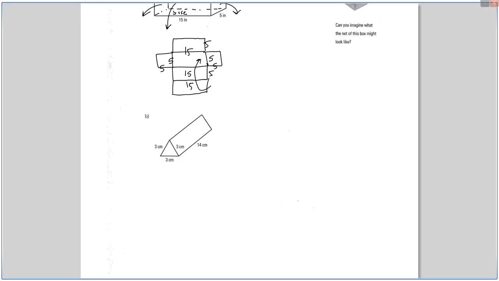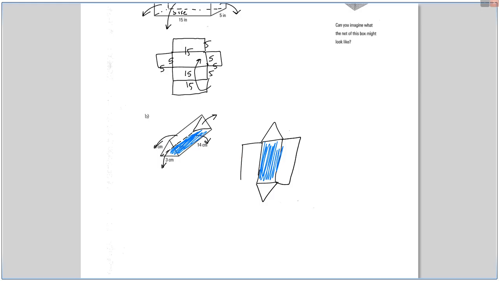So here we go with the triangular prism. I would just imagine this folding down, this folding down, this folding to the side, this folding to the side. So I would probably start with the rectangle, which is not necessarily the base. Let me just color that in. I would start with this. Okay, so there's my rectangle. Fold a triangle down there, fold a triangle down there. And then this would be the rectangle like that, that would fold up.